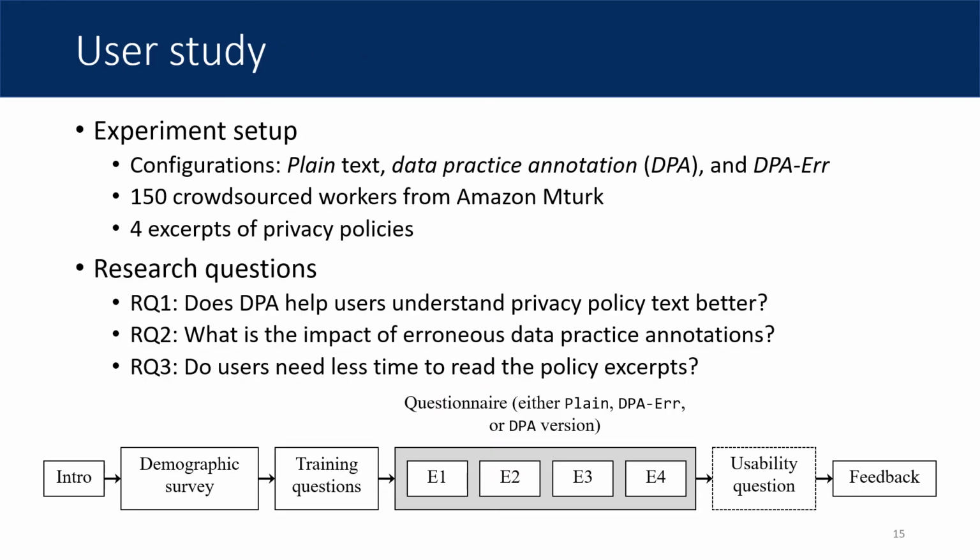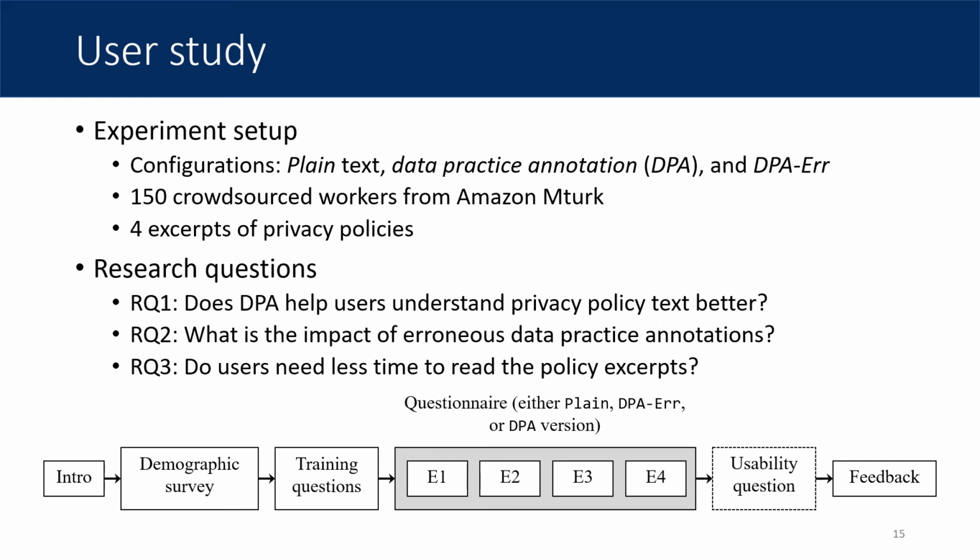We conducted a user study to evaluate the effects of the presentation on user reading comprehension. We experimented with 3 configurations: plain text, data practice annotation or DPA for short, and DPA error, which is DPA with erroneous annotations. The DPA error is used to study the impact of incorrect predictions of PI-extract on users' comprehension. We hired 150 crowdsourced workers from Amazon MTurk and used 4 excerpts of privacy policies.